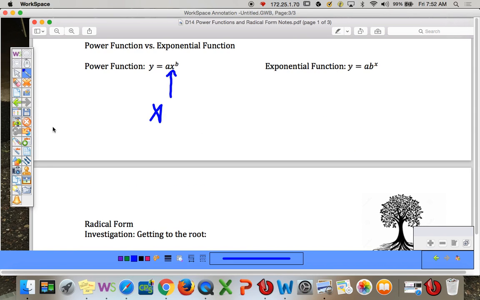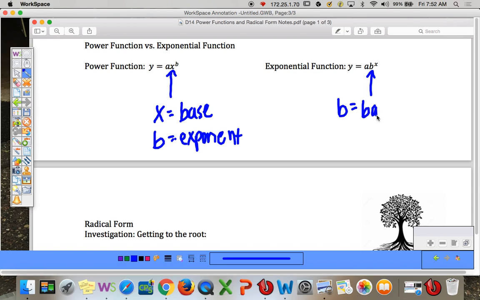So x is the base, and b, which is any number, is the exponent. And in an exponential function, b is the base, and b is any number. And x is the exponent. And for both of these, a is your starting value.